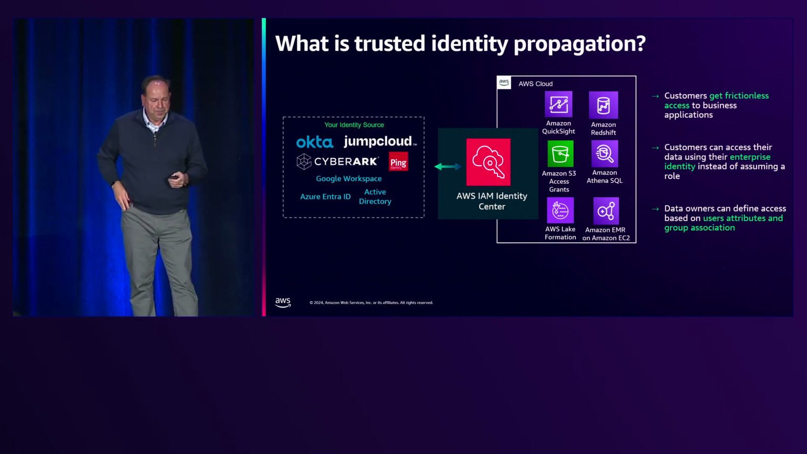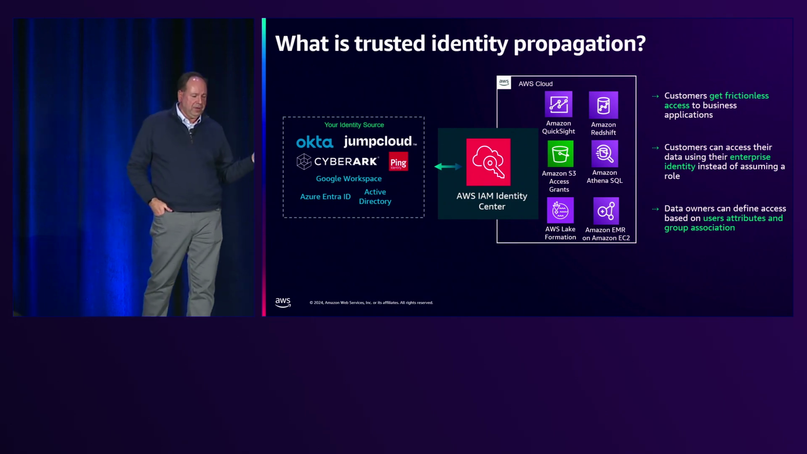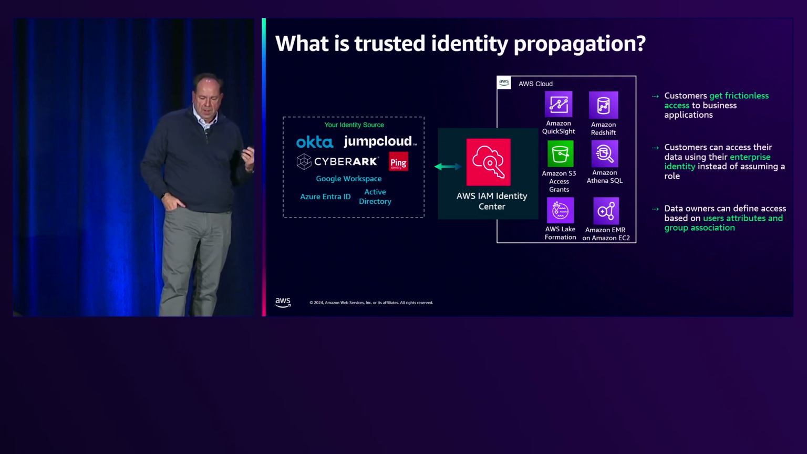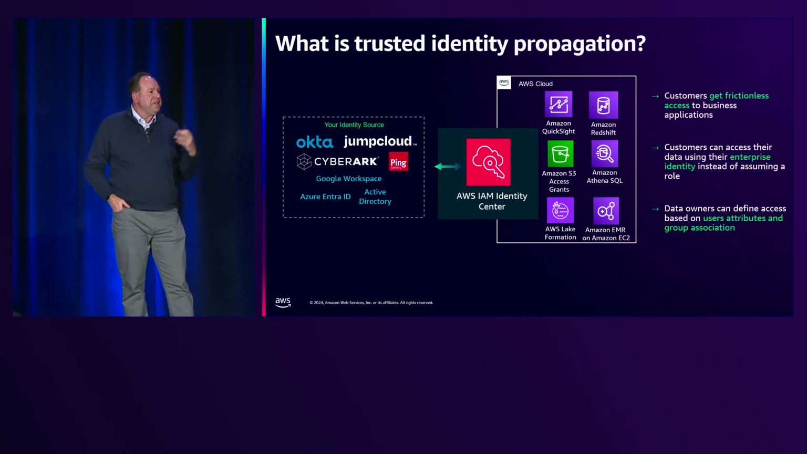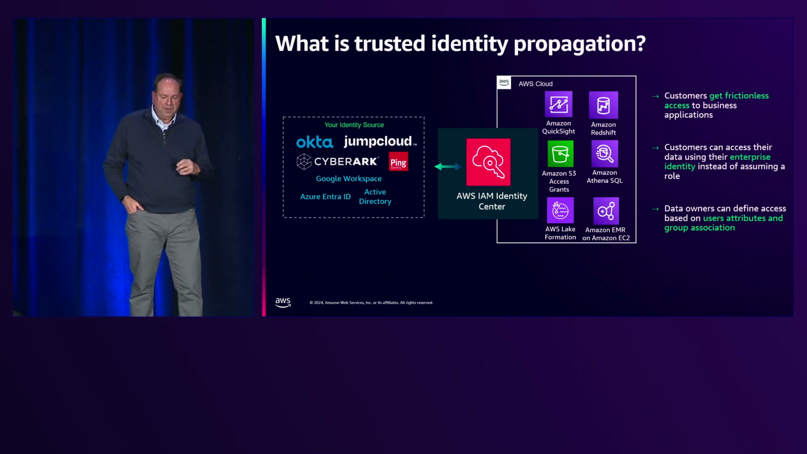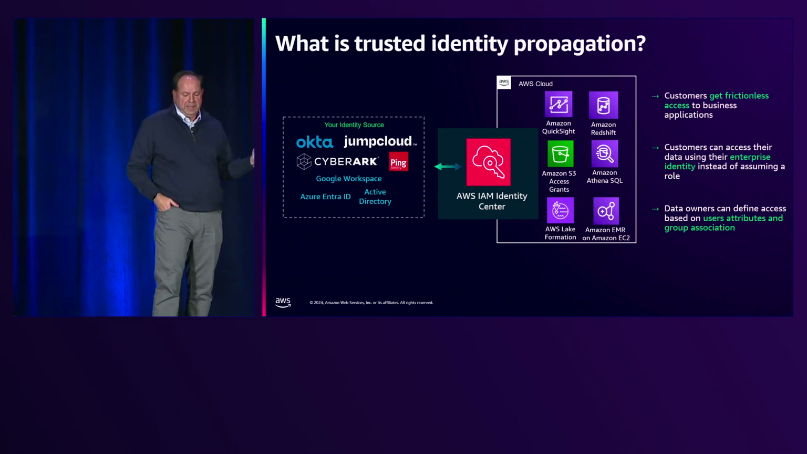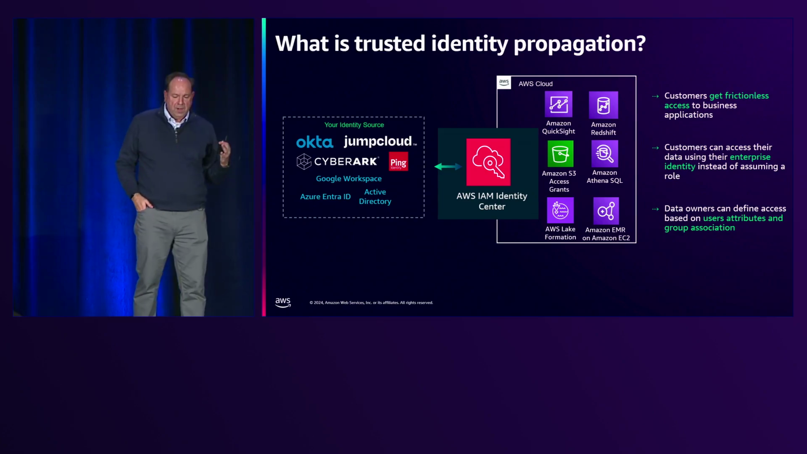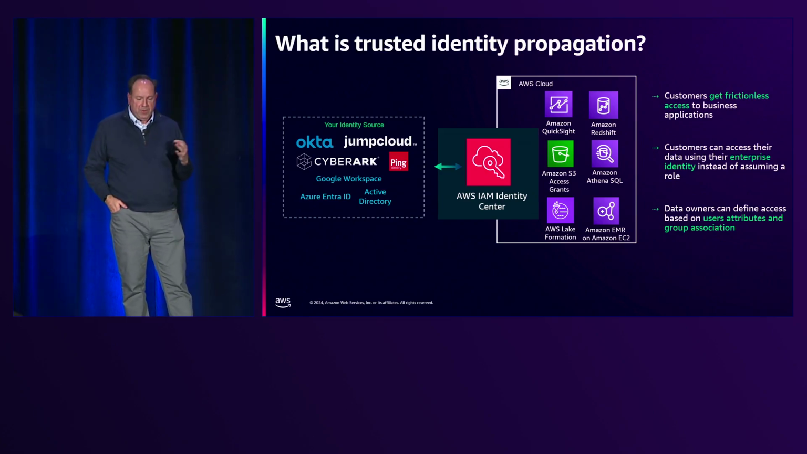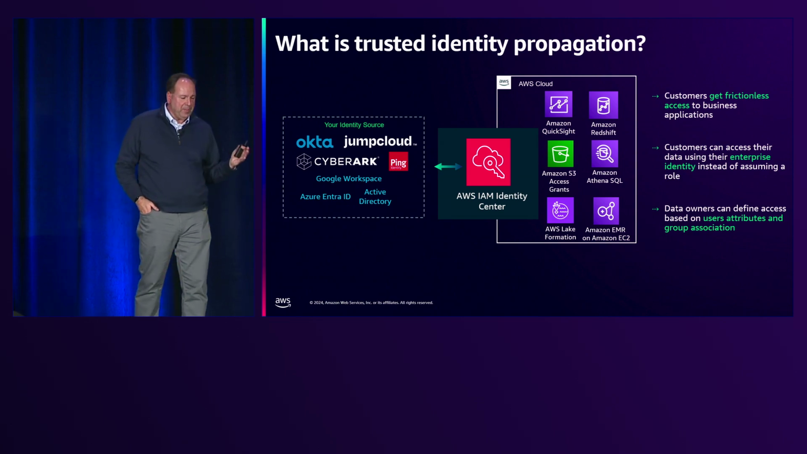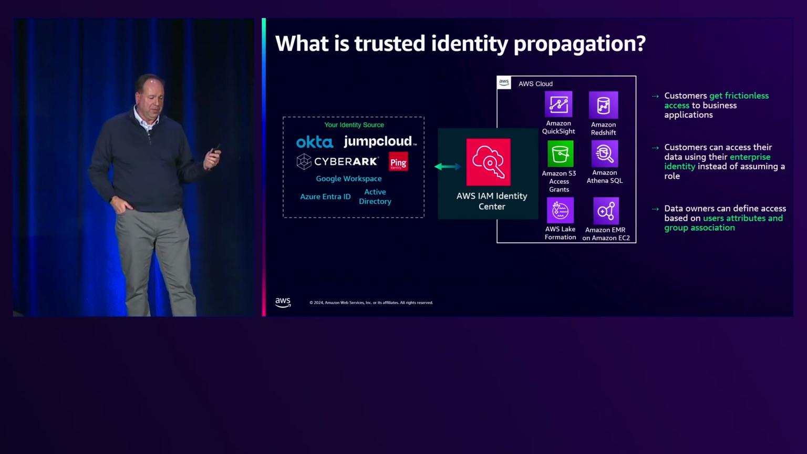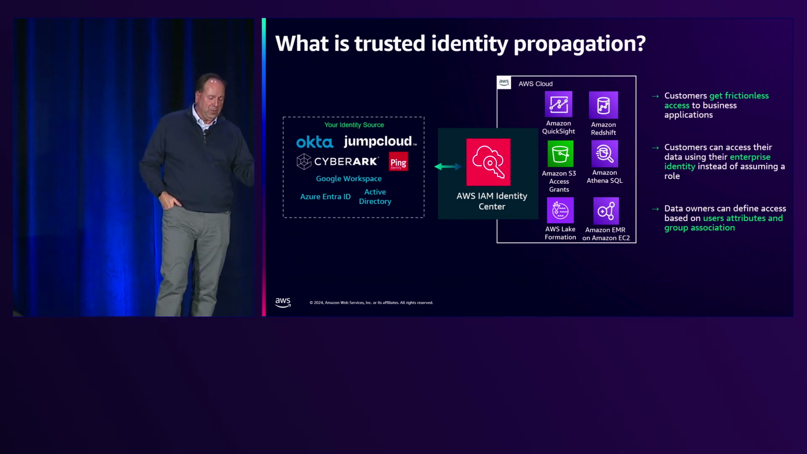So what is trusted identity propagation? This is a feature of Identity Center that makes it really easy for you to centrally manage access to multiple AWS accounts and business applications. You can see there are more applications that support Identity Center that you see right here.